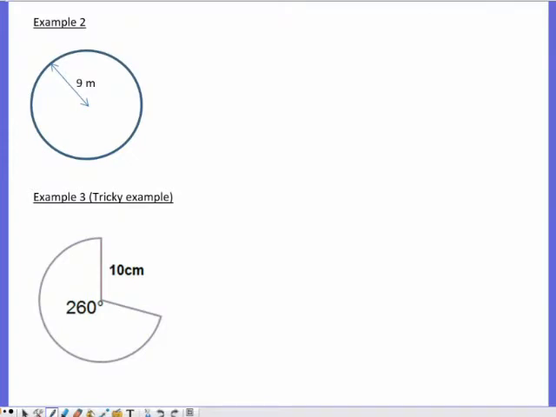You have to be careful with example 2. This is something where they'll try and trick you. You still have the circle, but this time the length they've given you is the radius, which is 9. Now the formula is still pi times diameter. So what we need to do first is double the 9 and get our diameter as 18 meters. So the circumference of this circle is pi times 18.